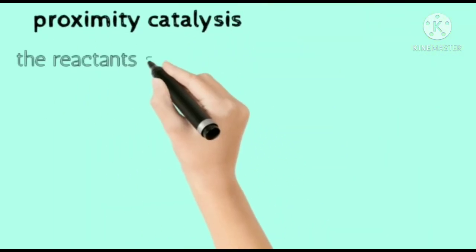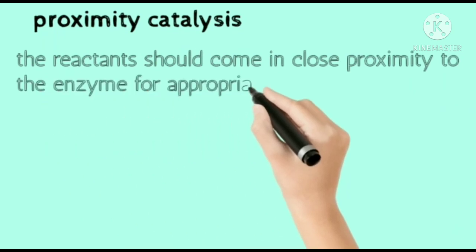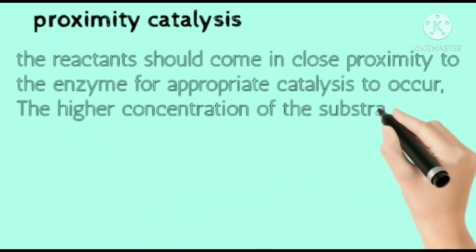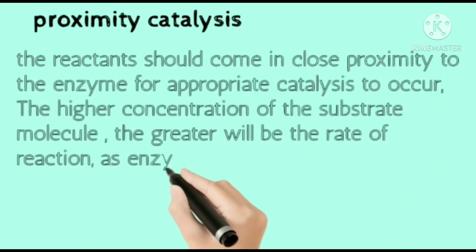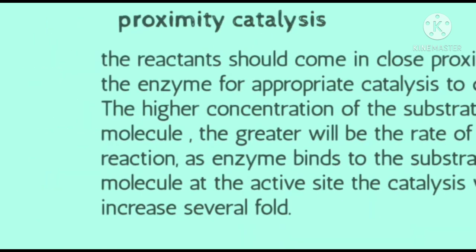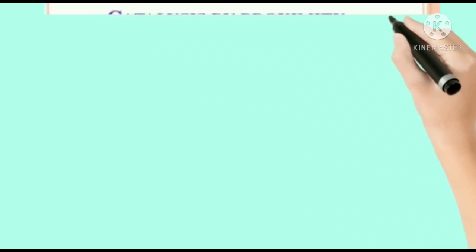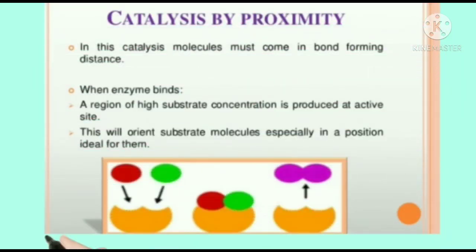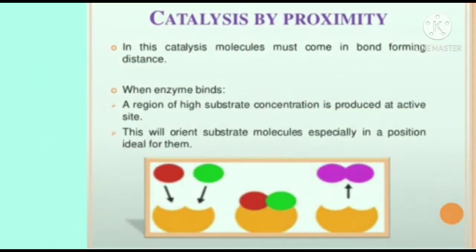Proximity catalysis. The reactant should come in close proximity to the enzyme for appropriate catalysis to occur. The higher the concentration of the substrate molecule, the greater will be the rate of reaction. Catalysis by proximity, you can observe in the diagram.